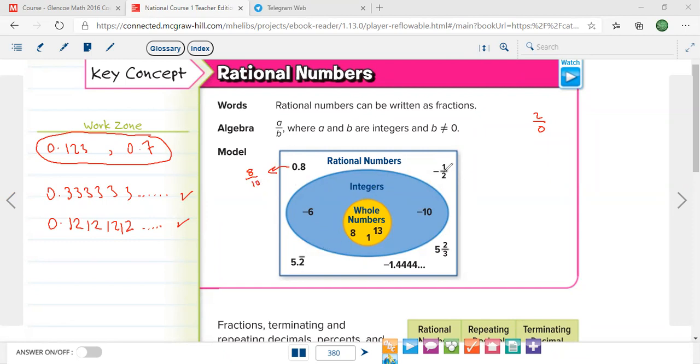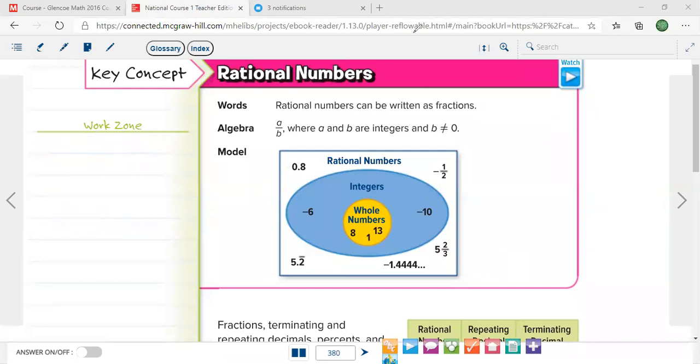It contains negative numbers as well, negative fractions, mixed numbers, and repeated decimals. For example, 5.2 repeated is like 5 and 2 over 9. So it's a mixed number, so it will be a fraction. So it is a rational number. Like negative 1.4444 is like negative 1 and 4 over 9. So it's a fraction, so it is a rational number. This means rational numbers contain all types of numbers.